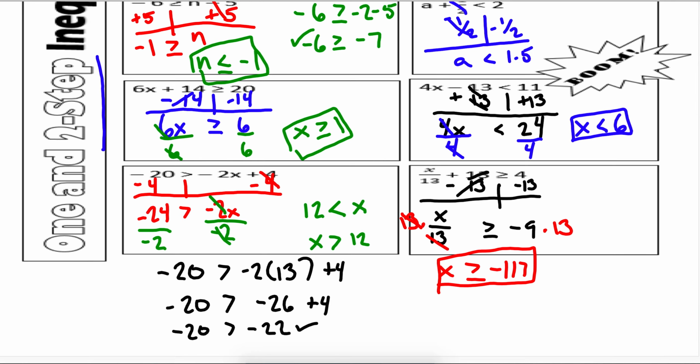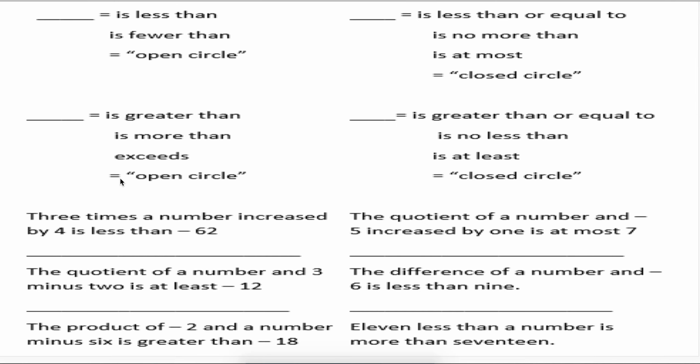Let's keep practicing. Let's work on some key phrases here. Okay, if I want something is less than or it's fewer than, we make our symbol like that. And that gives us an open circle on our graph. Less than or equal to, with phrases like is no more than, is at most, we have a closed circle on our number line. Well, what about greater than? Is greater than. Key phrases are is more than or exceeds. It could be an open circle on your number line.